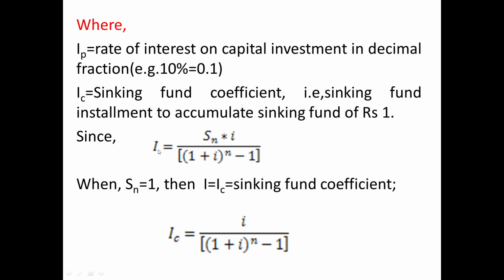So here, since we have discussed I equals to Sn into I divided by 1 plus I to the power n minus 1. Now, if the sinking fund amount that we want to accumulate is ₹1, so keeping Sn equals to 1 here in this formula, then this I will become IC. That is, IC is called as sinking fund coefficient that we obtain by putting Sn equals to 1.